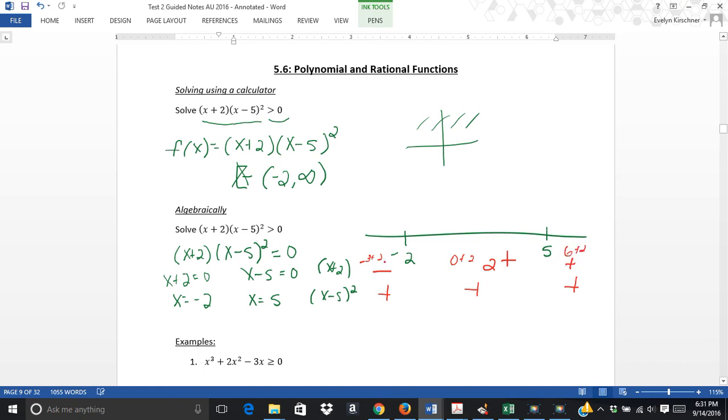That's positive. Now I have to multiply them. So a negative times a positive is a negative, a positive times a positive is a positive, and a positive times a positive is a positive, which tells me I have a round bracket because it's not equal, from -2 to infinity, I have values that will solve this equation.